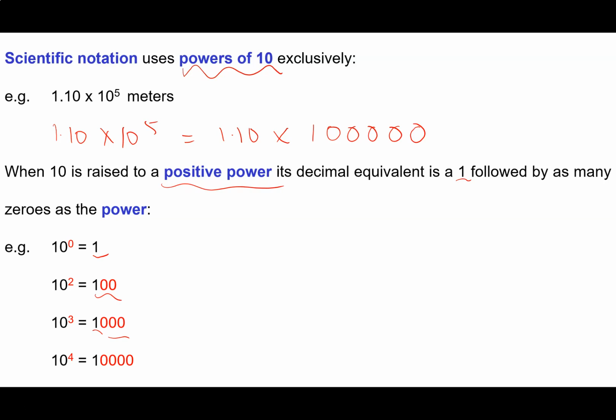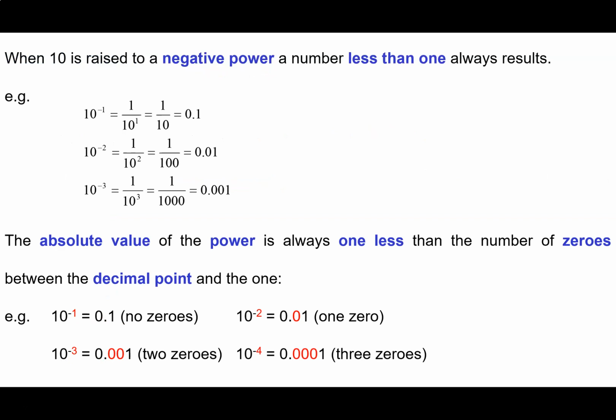What about the negative powers of 10? So when 10 is raised to a negative power, you're always going to end up with a number less than 1, right? So 10 to the minus 1 is the same as 1 over 10 to the 1, which is the same as 1 over 10, which is 0.1, and so forth. 10 to the minus 2 is the same as 1 over 10 to the 2, which is the same as 1 over 100, which is 1/100th, or 0.01, and so on.